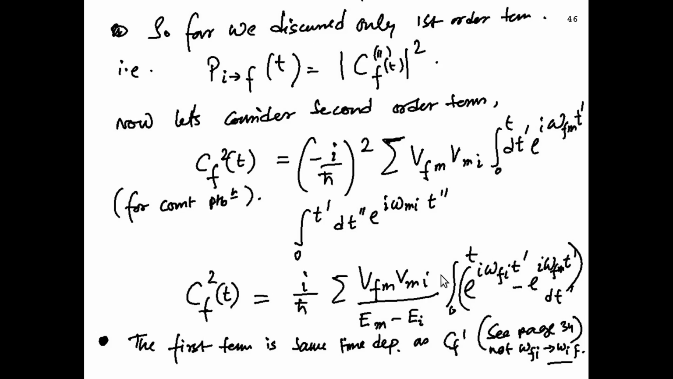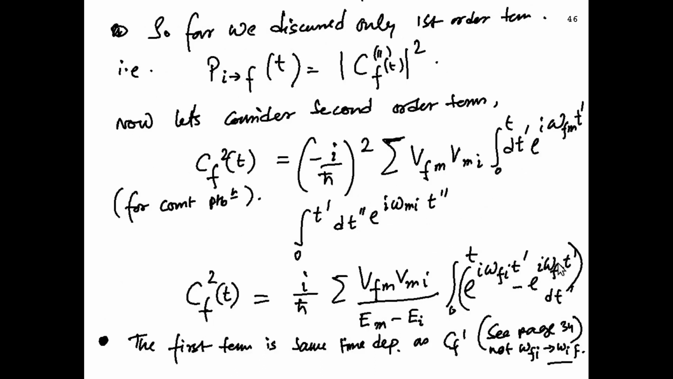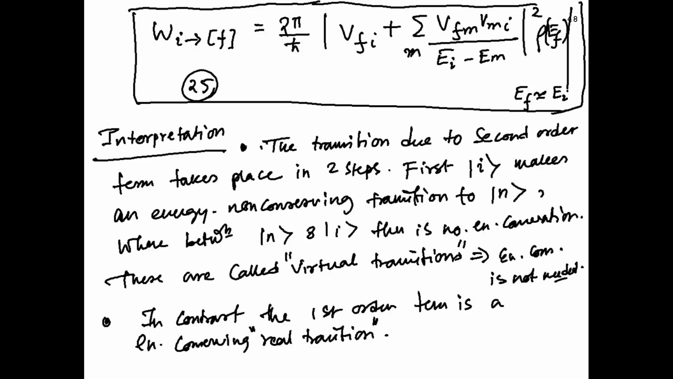So what does the second term do? The second term creates an intermediate energy, gives a transition to an intermediate energy EM, and if that EM differs from both EF and EI, then the second term will give a rapid oscillation. Because if it is the same, of course the oscillatory part will die, but if it is different, it will give more and more oscillating character. So that will not grow in the transition probability that grows linearly in t, because when you average, this oscillating part will not contribute. So together, the transition formula with first order and second order term, the Fermi golden rule formula, will look like this.